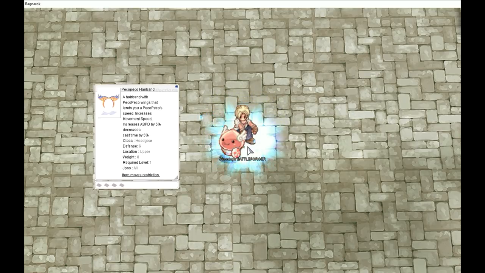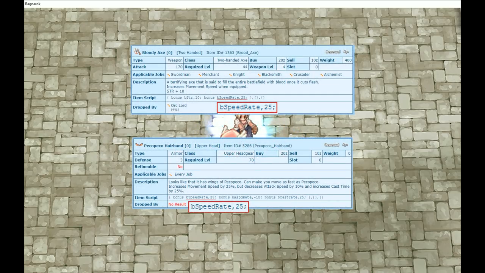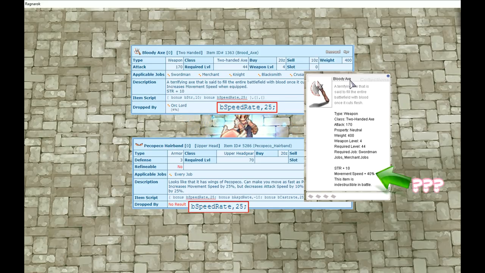Similarly, Pekko Headband also grants a movement speed bonus. Please take note that their script says they both give 25% movement speed bonus. But if you check the description of the bloody axe, it says 40%.